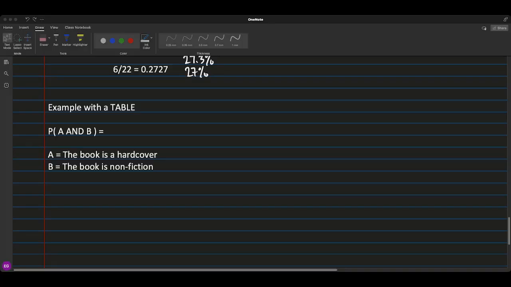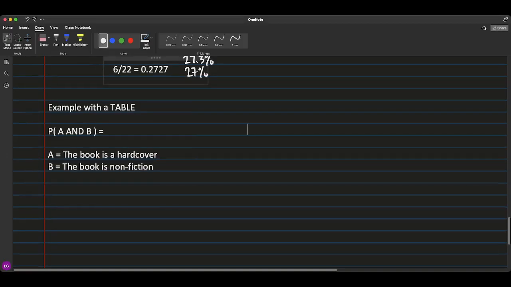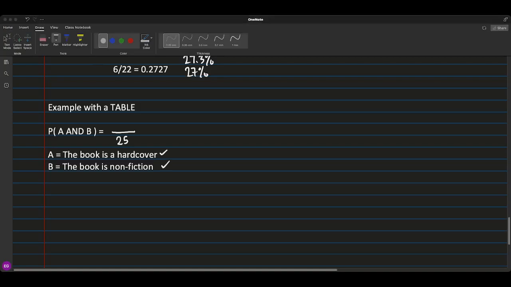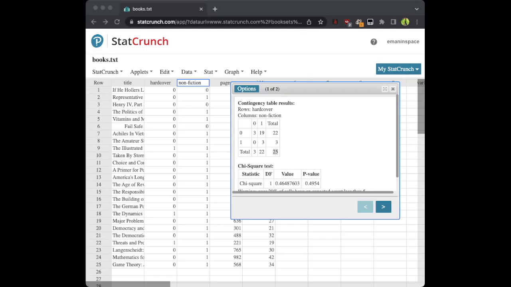So we'll go back. There are how many outcomes? Well, there were 25 different books. So I get a 25 of them. And I want to know a book that is a hardcover and is nonfiction. So if we go back to StatCrunch, why is it not doing it? Come on. Switch over. There we go.